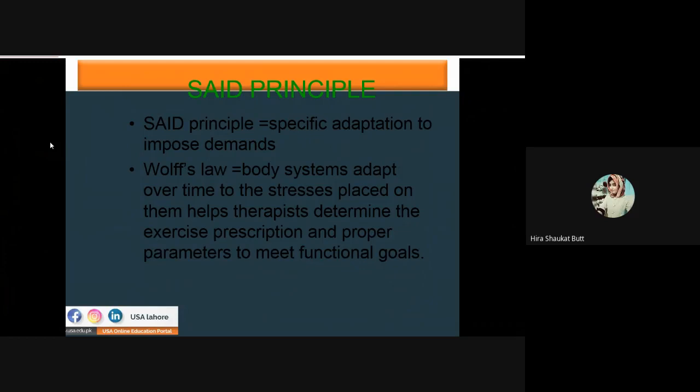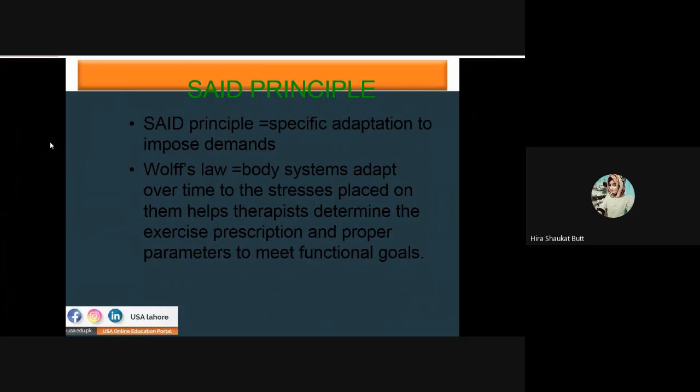The second principle is the SAID principle. SAID stands for specific adaptations to imposed demands. The SAID principle basically suggests the framework of specificity, the necessary foundation on which exercise programs should be built. This principle is applied to all the body systems, and it is basically the extension of Wolff's law. And what is Wolff's law? This is how the body systems adapt over time to the stresses placed on them.